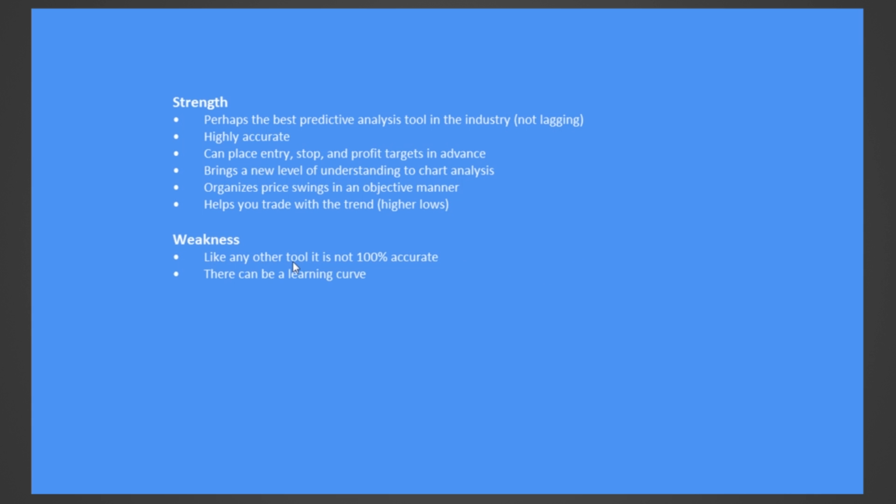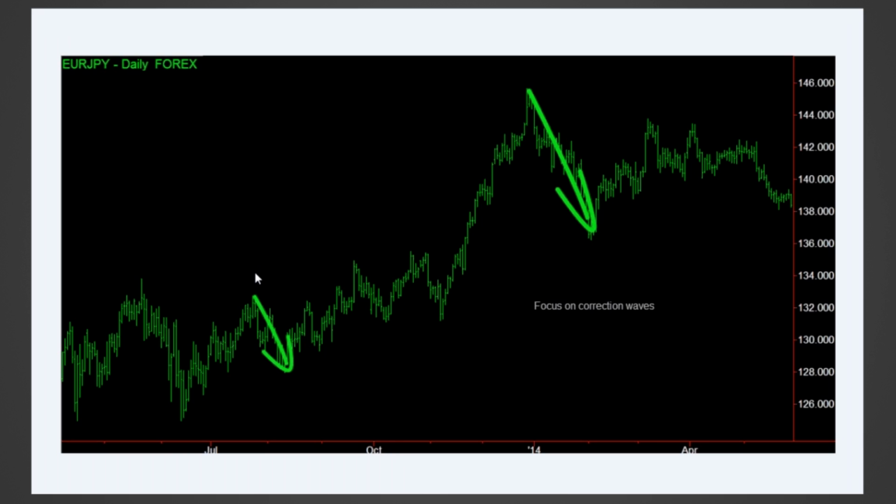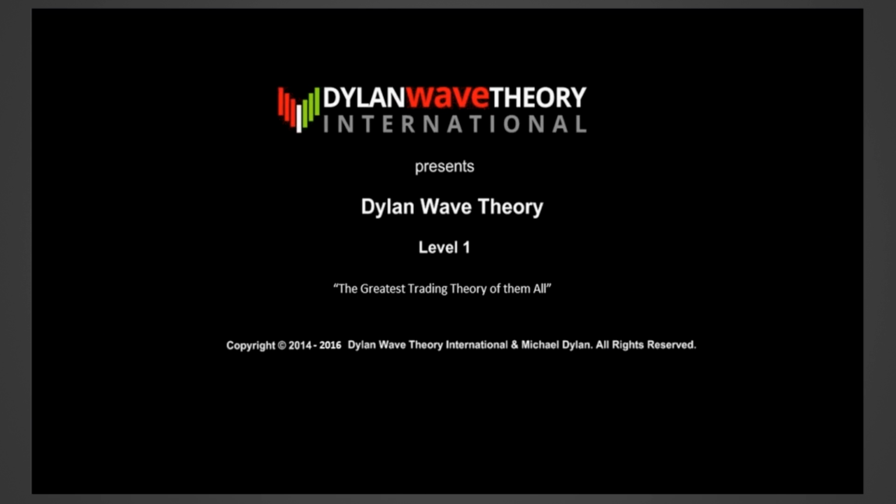Like any tool, it's not 100% accurate. There can be a learning curve. You can trade it for stocks, currencies, futures, position trading, swing trading, and day trading. The focus of Dillion Wave Theory is on correction swings. There are small correction swings and big correction swings, and we'll get into in-depth analysis of that in a moment here.